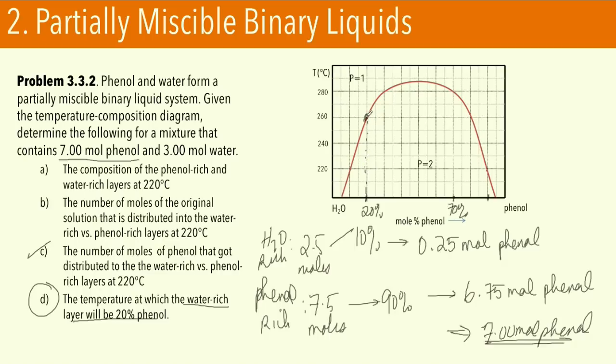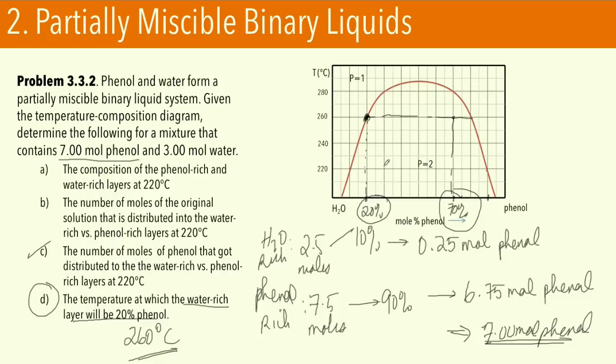We can see that if we have our original mixture here and we bring it up to 260 degrees Celsius, the water-rich layer is going to be 20% phenol. So the answer to this is 260 degrees Celsius. Actually, it doesn't really matter what the composition of the original mixture is, so long as it's within the curve over here. At 260 degrees Celsius, the composition of the water-rich layer is always going to be 20% phenol.